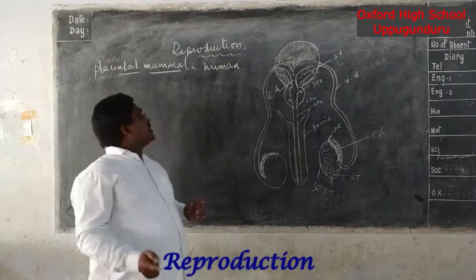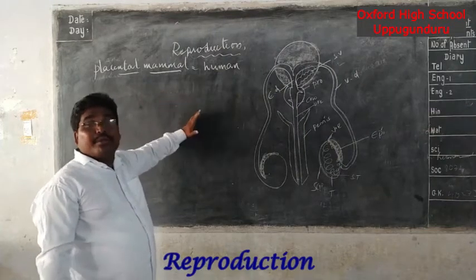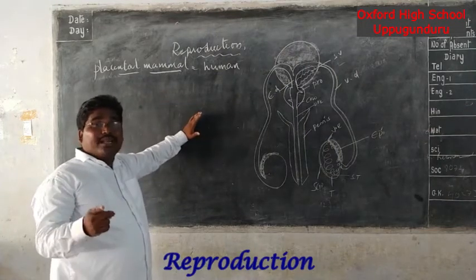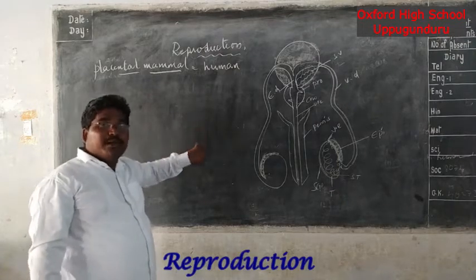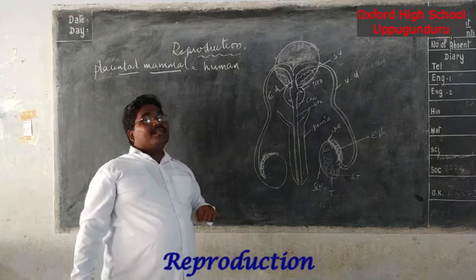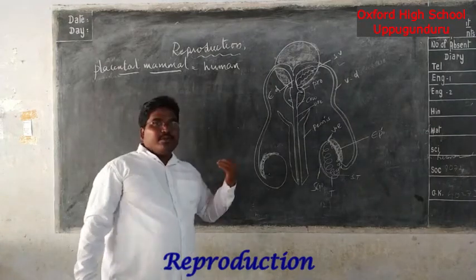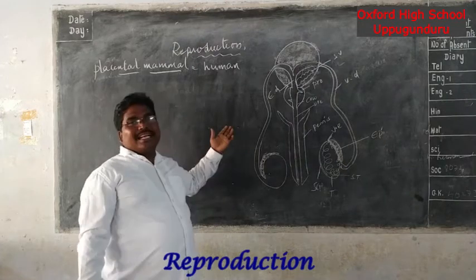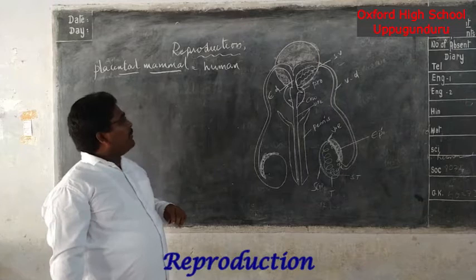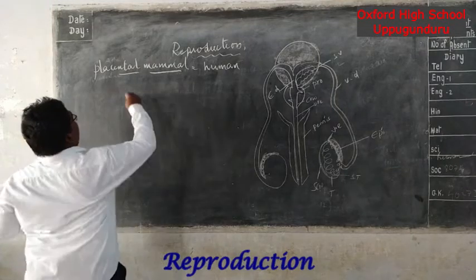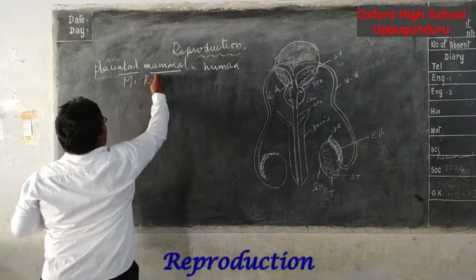Now we are going to discuss reproduction in the placental mammal like human beings. Before learning, note that different types of parts are present in both male and female reproductive organs, and they have different functions. First, we will take the example of the male reproductive system. Now I am explaining the male reproductive system.